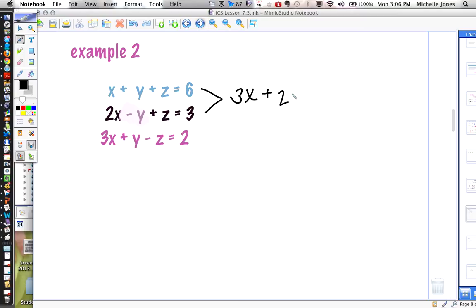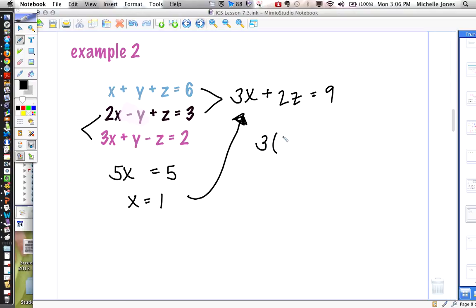So I get 3x plus 2z equals 9. Now I'm going to take 2 and 3 and add those together. So I get 5x, my y's cancel, my z's are going to cancel too, and then that equals 5. So amazingly, I have x right away. X is 1. Let's go ahead and sub it in here so we can get z. So 3 times x plus 2z equals 9.